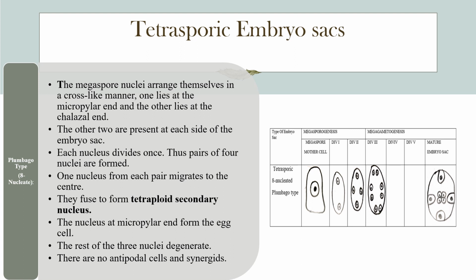The nucleus at the micropylar end forms the egg cell. The rest of the three nuclei degenerate. There are no antipodal cells and synergids at all. It's an 8-nucleate embryo sac.